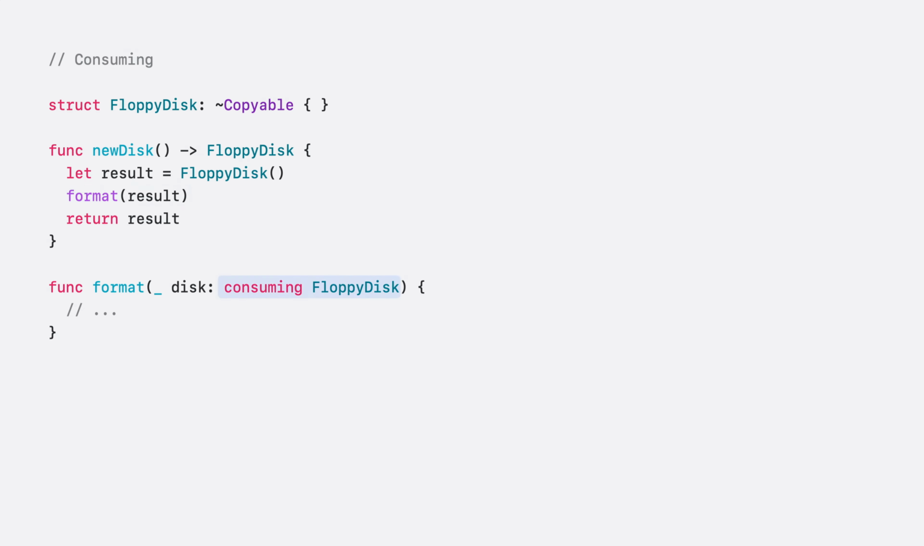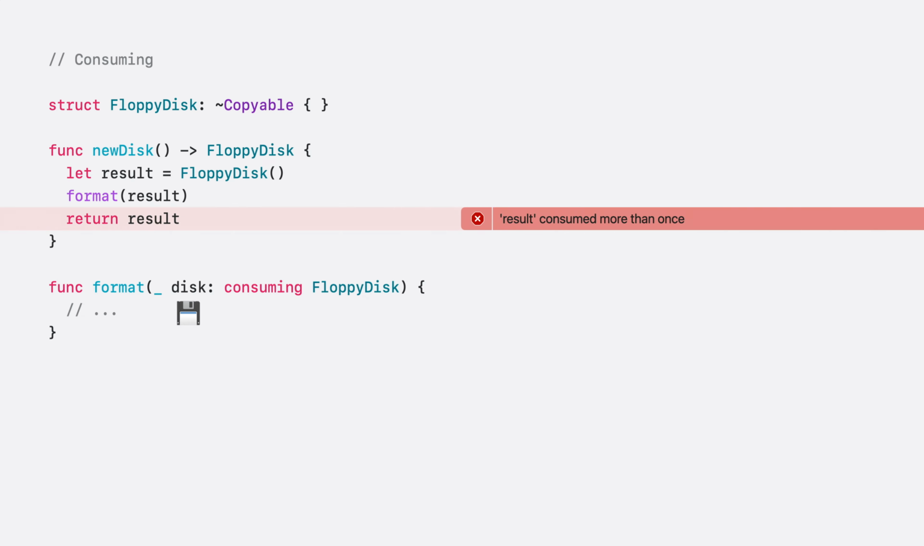The first kind of ownership is called consuming. It means the function will take the argument away from its caller. It will belong to you, so you can even mutate it. But using consuming here would be a problem, since format won't give the disk back. It returns nothing. If you think about it though, formatting a disk only requires temporary access to it.